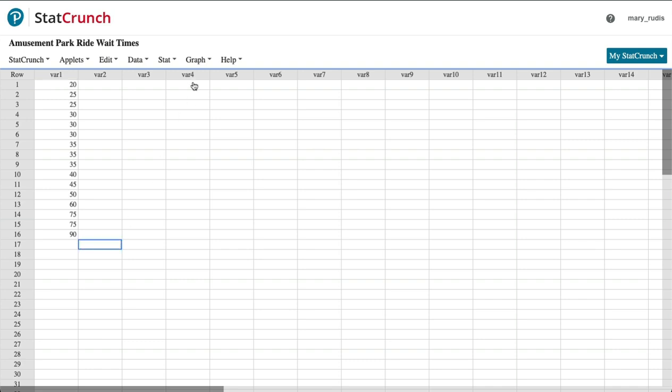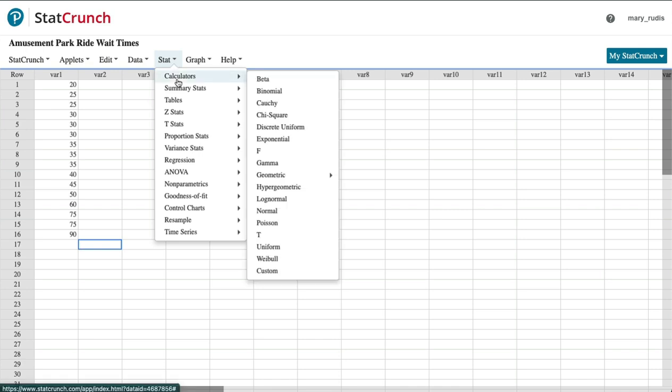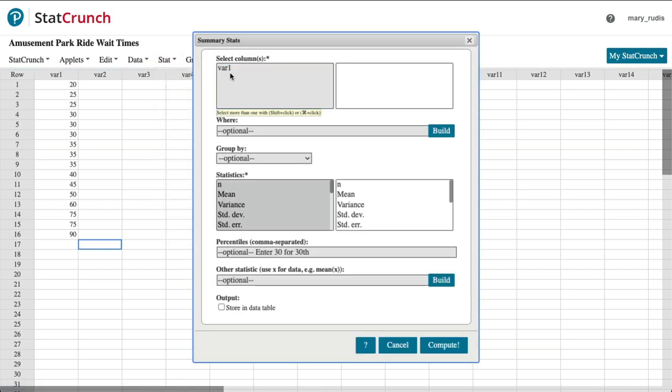There's our 16 numbers. To calculate the mean, all we need to do is go under the stat menu and go to summary stats, and then go to columns. Var1 is our column, and notice that there's a bunch of statistics that we can calculate based on this data. I can get the mean, which is one of the measures of center. I'm going to hit the command key and scroll down. The other measure of center is the median.